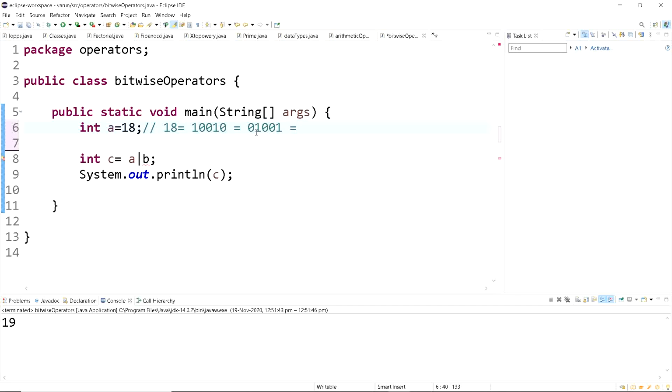And one more time, if you right shift this number, you remove the last digit and put a 0 at the front. That is 00100. Remove this number and put a 0 here. One more time, if you right shift, remove this 0 and put a 0 here. That is 00010.